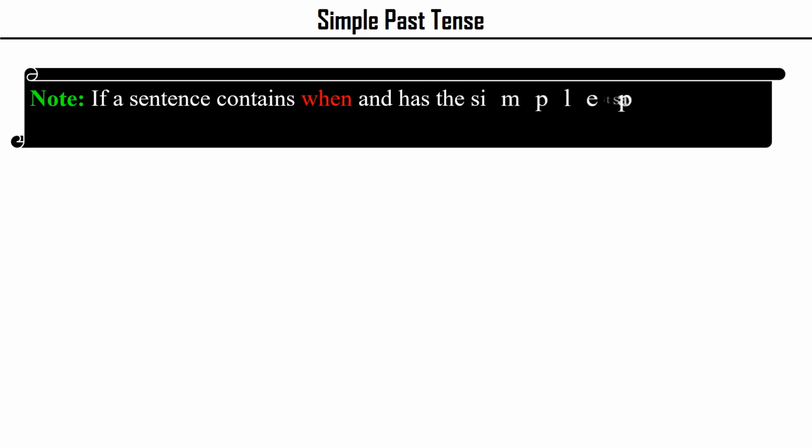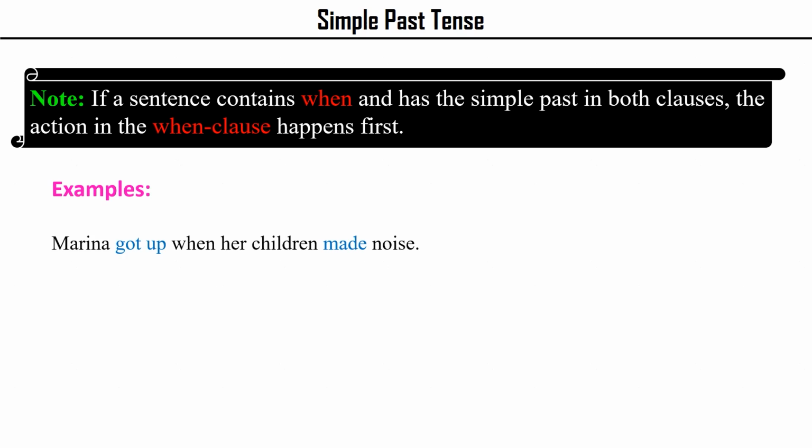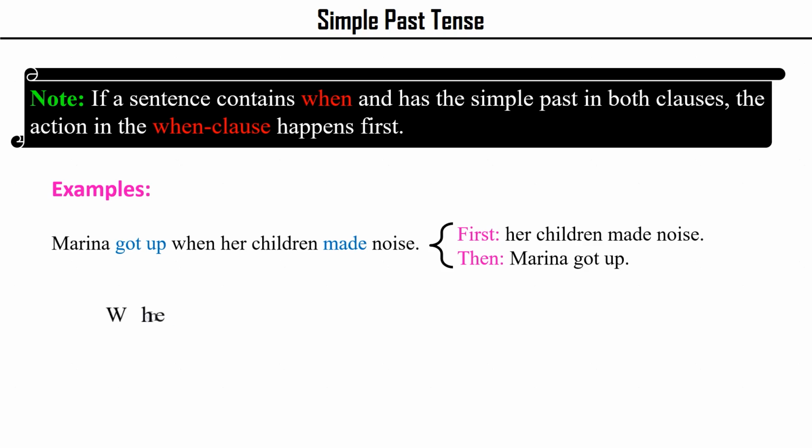Note, if a sentence contains when and has the simple past in both clauses, the action in the when clause happens first. For example, Marina got up when her children made noise. See here, which action happened first? Of course, the action in the when clause happened first. The action first, her children made noise, then Marina got up.